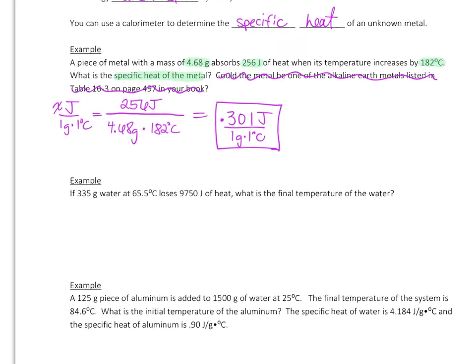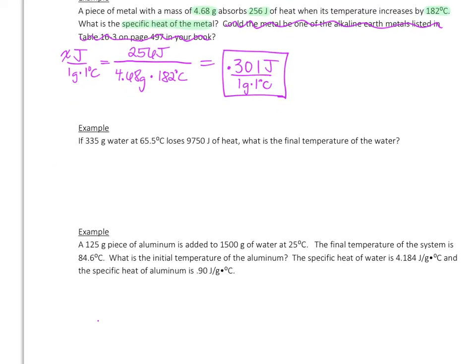Now, like I said, we can use calorimetry to find energy. We can also use it to find final temperature. This will be the last example that we look at. If 335 grams of water at 65.5 degrees loses 9,750 joules of heat, what is the final temperature? Now, the word loses is really important because that tells us the energy is going out of the system. So this is going to be a negative value when we plug it into our energy constant.